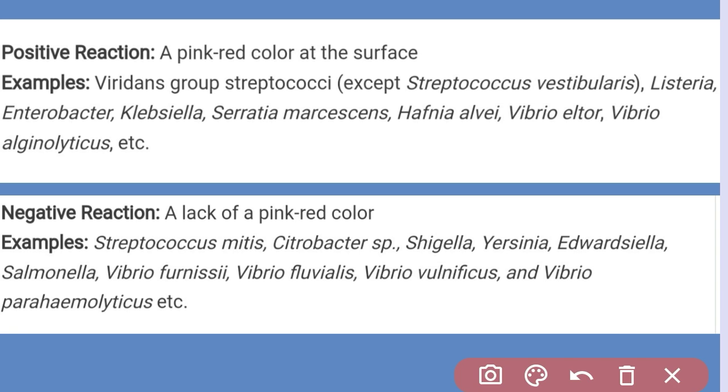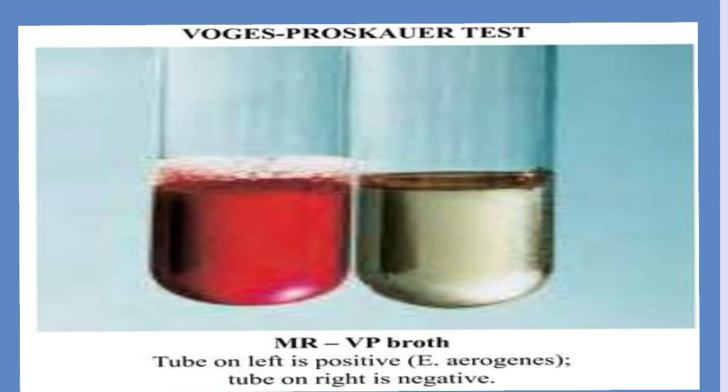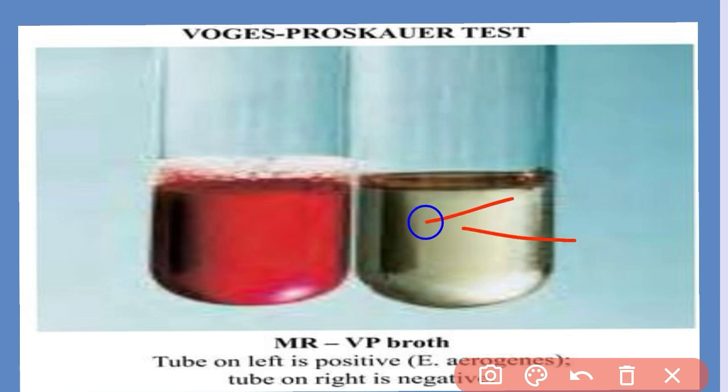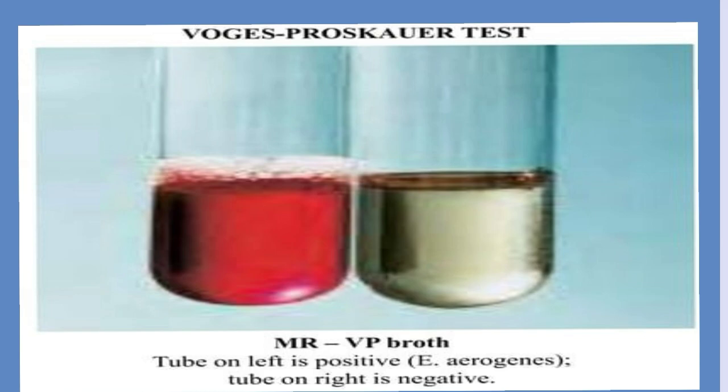Some organisms are listed here which are VP positive, or Voges-Proskauer test positive. Enterobacter is VP positive and E. coli is VP negative. In this image, on the left, the test shown by Enterobacter aerogenes, a red color formed after addition of 40% KOH and alpha naphthol to the medium. On the right, the test is negative, no formation of a red color. For example, E. coli gives this test as negative.